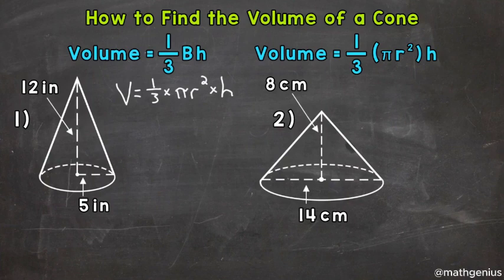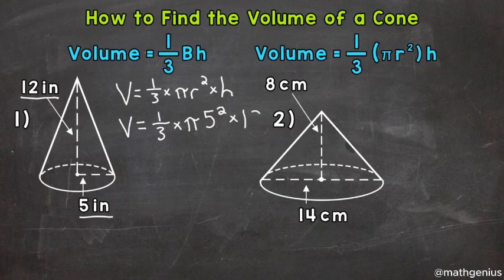So once we have our formula written, we can plug in our radius and height. So we have volume equals 1/3 times pi, our radius of 5, squared times the height, which is 12. Now at this point, we're ready to solve. So we can plug that into a calculator and we'll have the volume of that cone.